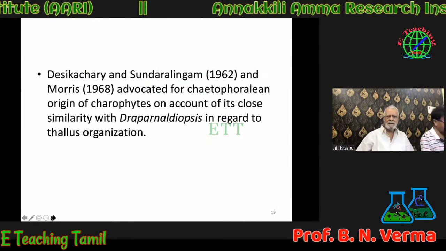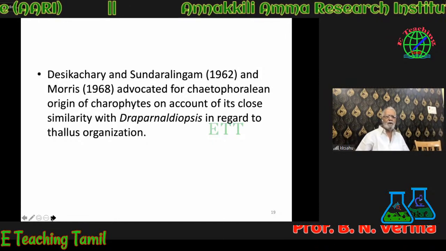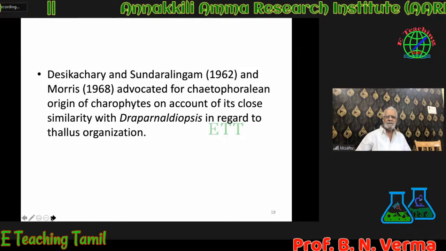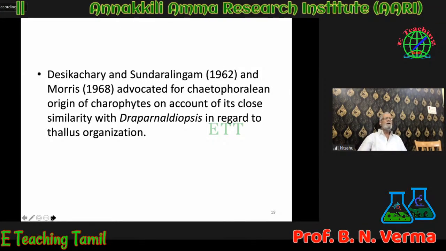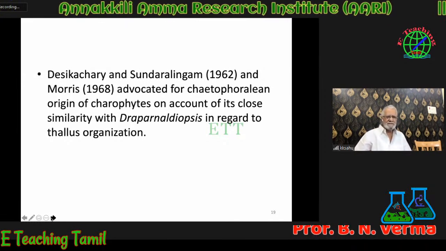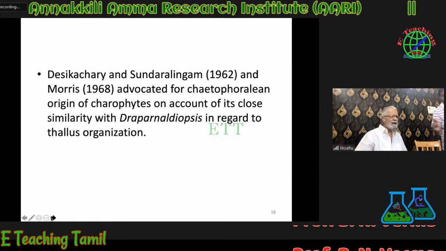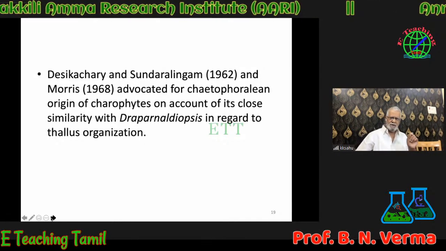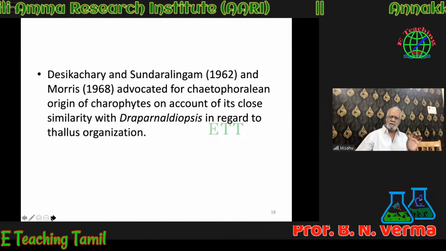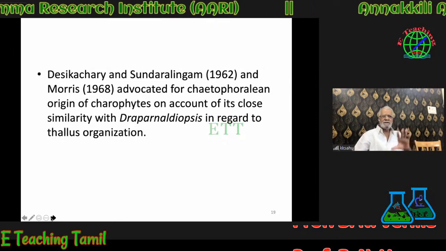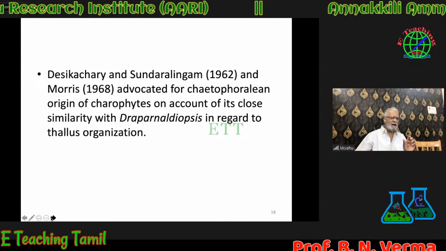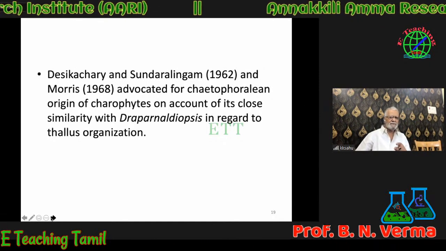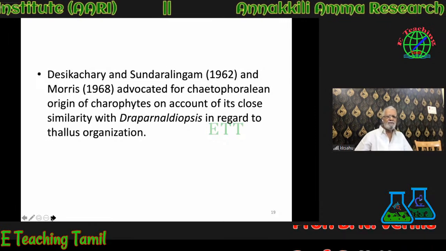Desikachari, Sundaralingam and Morris advocated the Chaetophorean origin of Charophytes on account of its close similarity with Draparnaldiopsis in regard to the thallus organization. The vegetative thallus of these Charophytes has a well-organized branched thallus having dimorphic forms, the branches of unlimited growth arising from the nodes. There is differentiation of the nodes and internodes like the higher plants. The branches of limited and unlimited growth both arise from the nodal region. So it shows a similar pattern of thallus organization to what we see in Draparnaldiopsis of Chaetophorans.